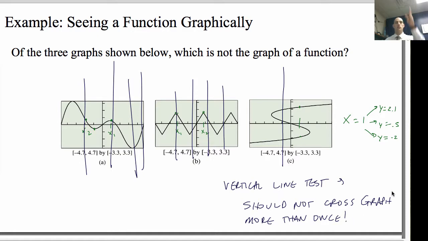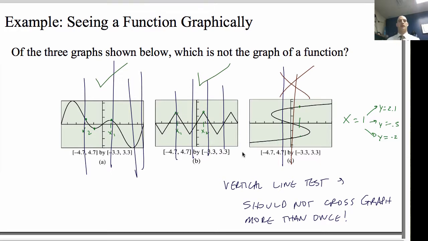Okay, so for the vertical line test to work, it shouldn't cross the graph more than once. So this one is good. This one is good. This one is no good because our vertical line crosses it more than once. That tells you that at a given x, I've got 1, 2, 3 y. That can't happen. Can't have more than one output for the same x.